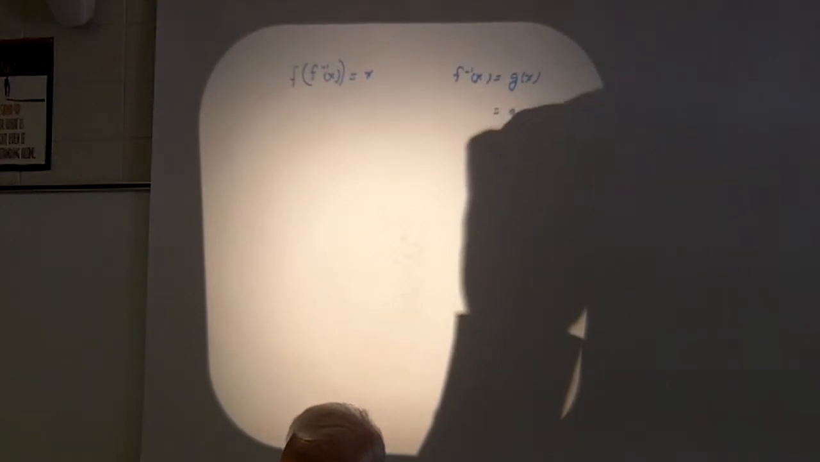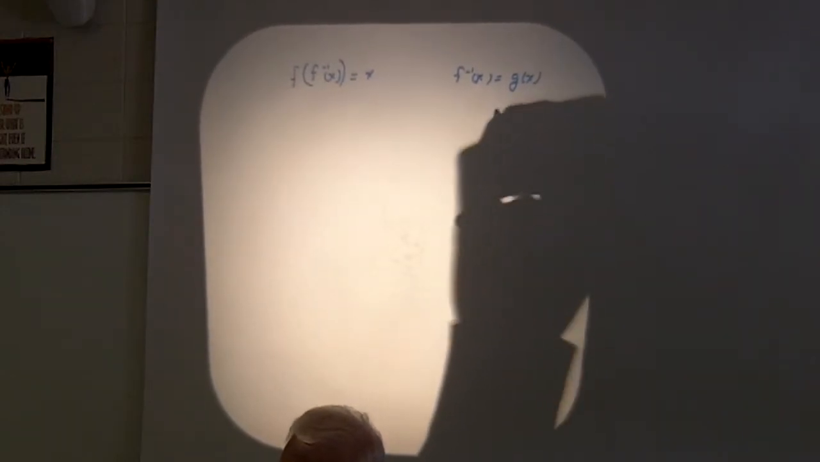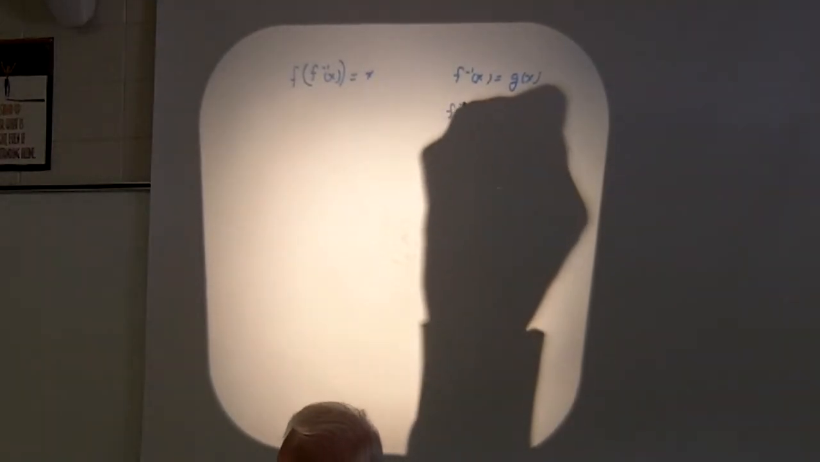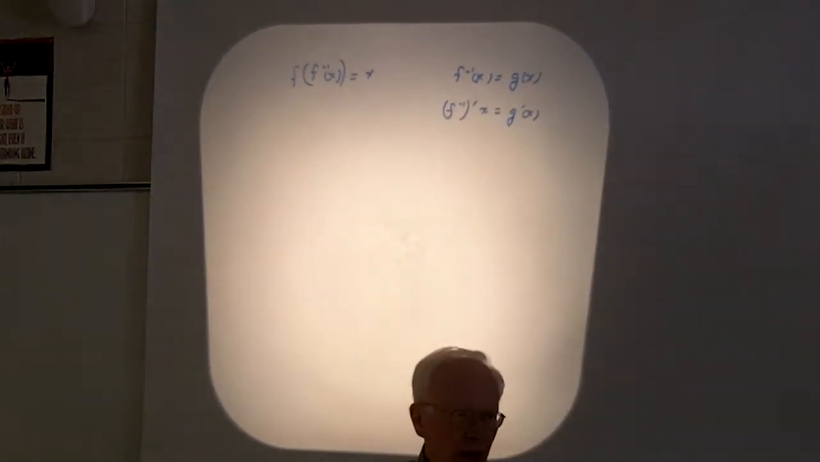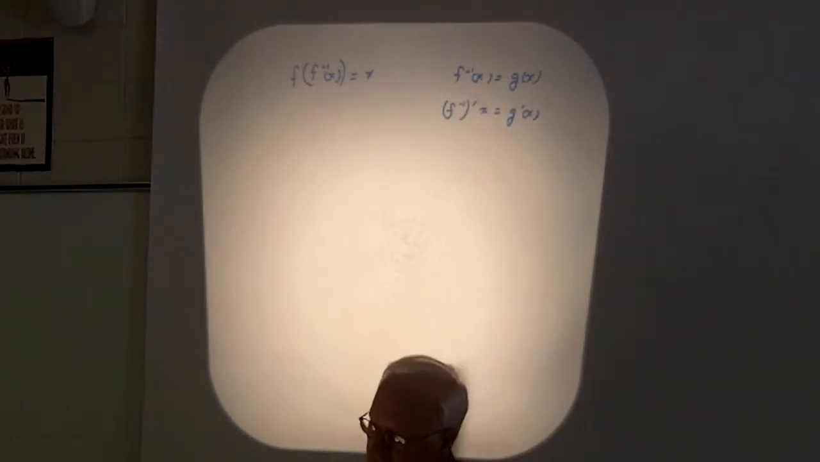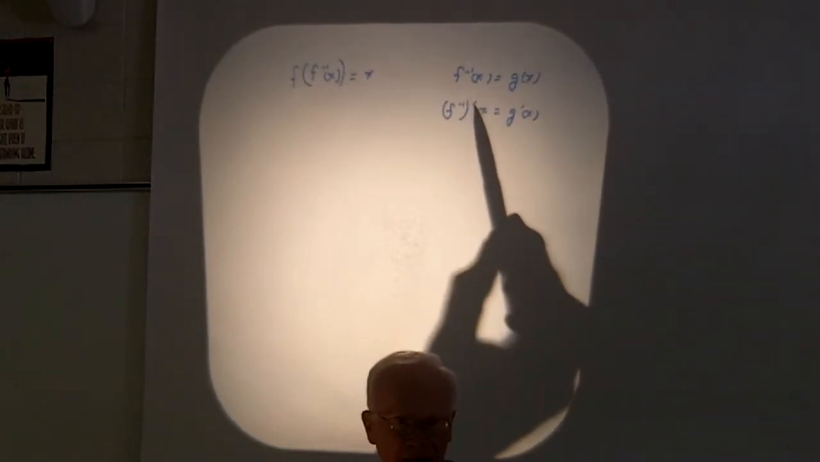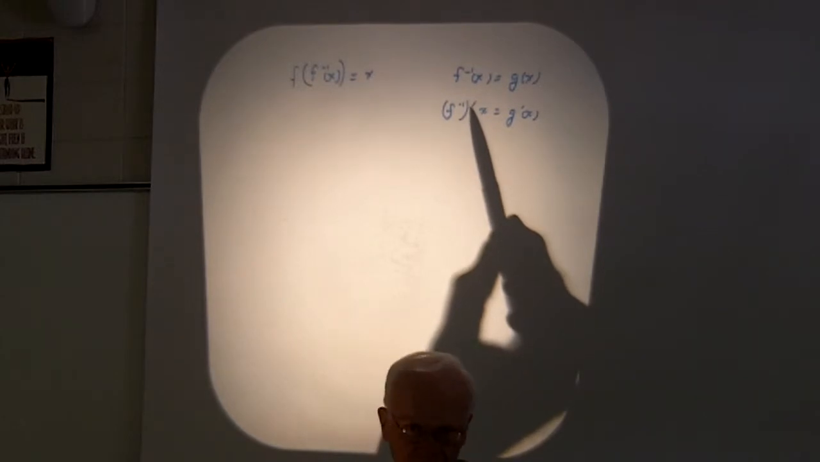On this side, I'm going to go g prime at x. And on this side, I'm going to go f inverse bracket prime x. Is that all right? Just so you see that you've got this going and you have the prime for the derivative. Any questions on that?